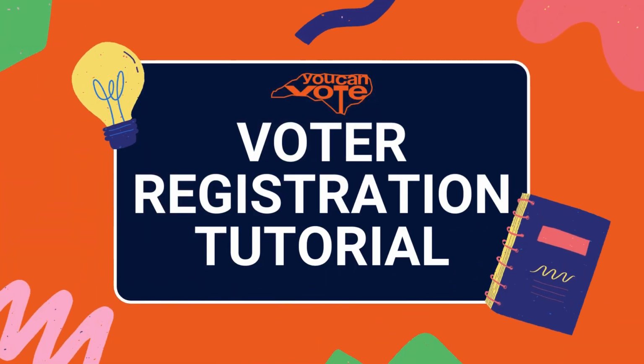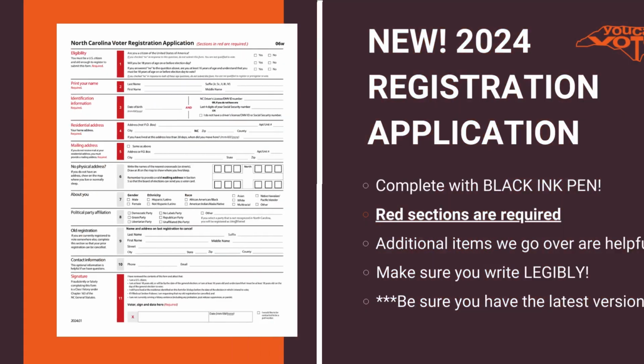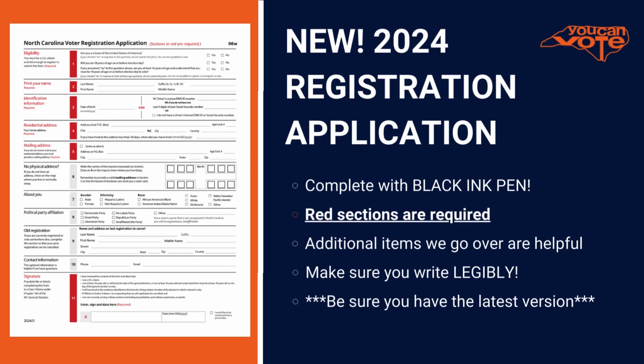In this video, we'll guide you through filling out the North Carolina voter registration application. In 2024, North Carolina has a new voter registration application. Make sure to complete the registration form with a black ink pen and note that all red sections are required. Also check that you are using the latest version of the form by looking in the lower left-hand corner and ensuring that it says January 2024.